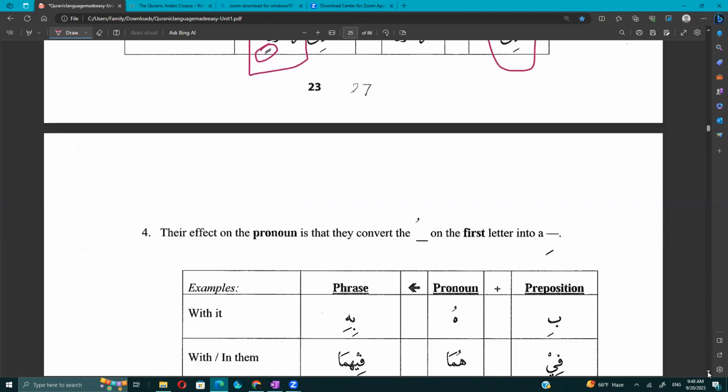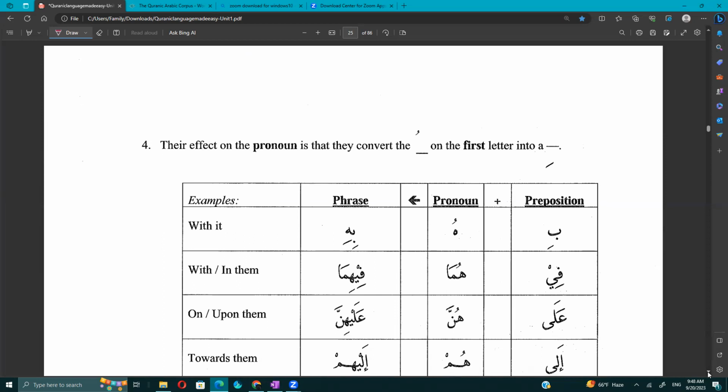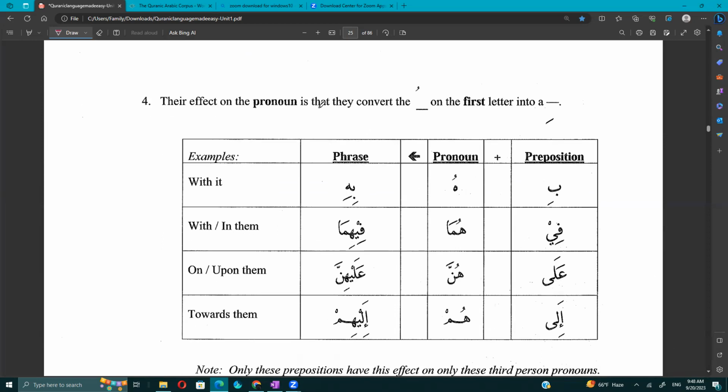So the effect of huruful jar is that it makes the noun majroor, in the sense it gives a kasra to the last letter of the noun. If it was kitabun, it becomes kitabin. If it was kitabu, it becomes kitabi. Rasulu becomes rasuli. But now what is the effect on the pronouns? About these prepositions is that they convert the dhamma on the first letter into a kasra.